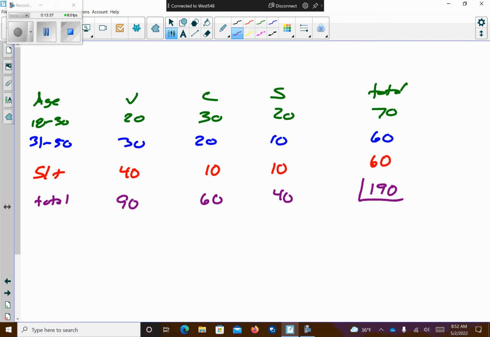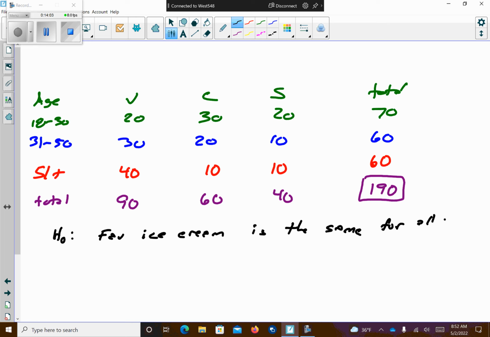All right, so this is the grand total. I just filled that out because I didn't give you the totals. So our null hypothesis would be that favorite ice cream is the same for all age groups. The alternative is that favorite ice cream is not the same.